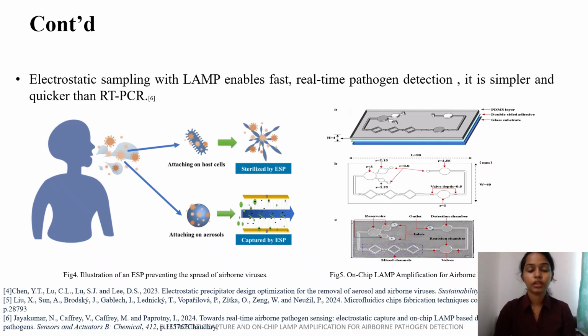So electrostatic sampling with LAMP will enable a fast real-time pathogen detection, which is simpler and quicker than RT-PCR. Figure 4 illustrates how ESP prevents the spread of viruses, and figure 5 illustrates the schematic diagram of on-chip LAMP amplification for airborne pathogen detection.